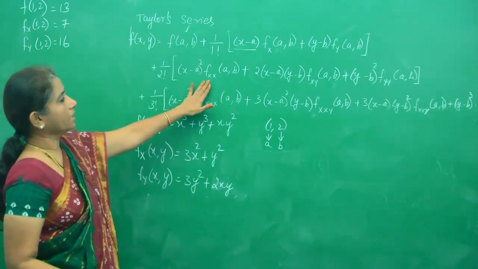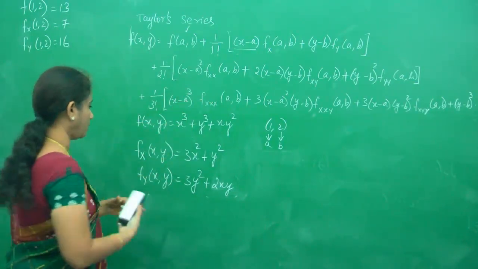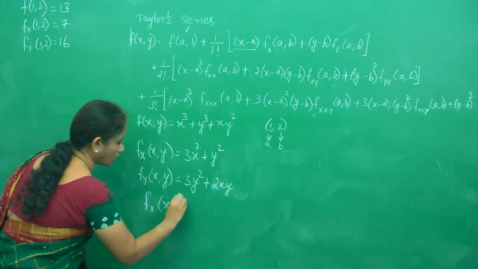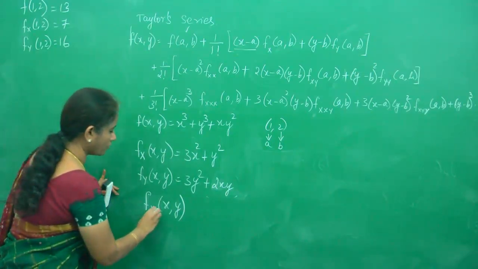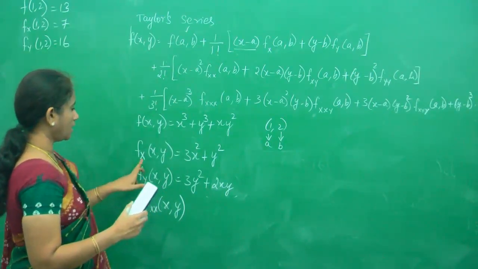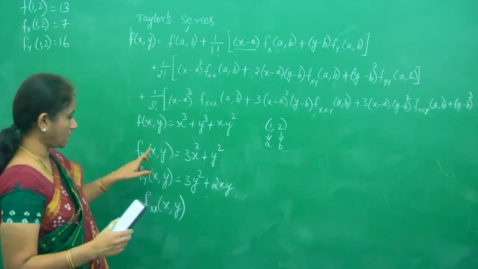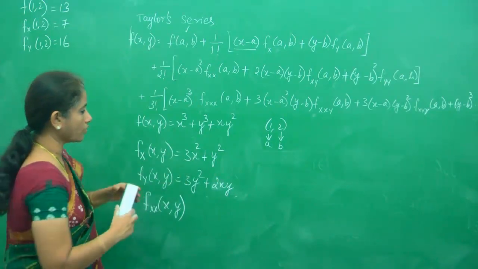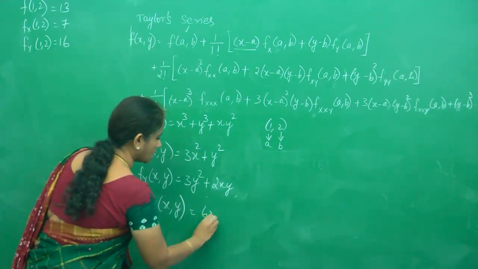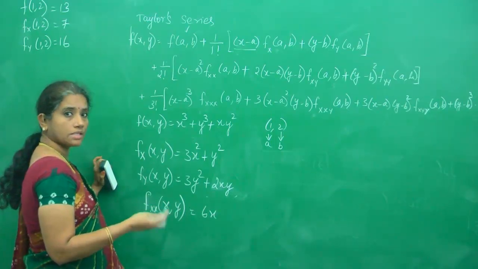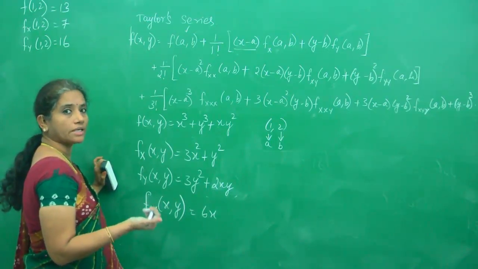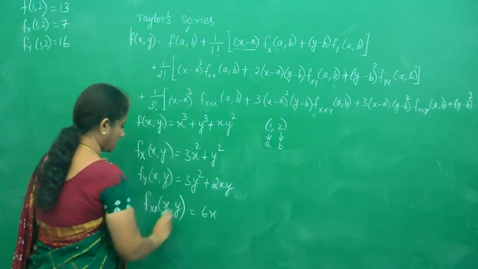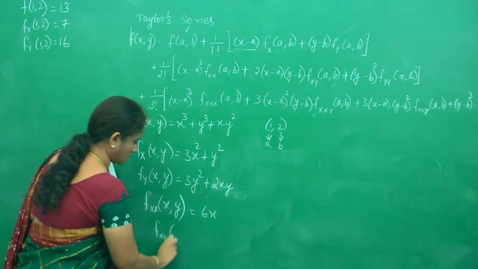Now coming to the next line, you need fxx of AB. So first I'll do fxx of xy, which is the derivative of this line with respect to x partially. So 3x square derivative is 6x, and the derivative of y square is 0. Why? Because it is a constant. Now fxx of 1, 2 I need for substituting.